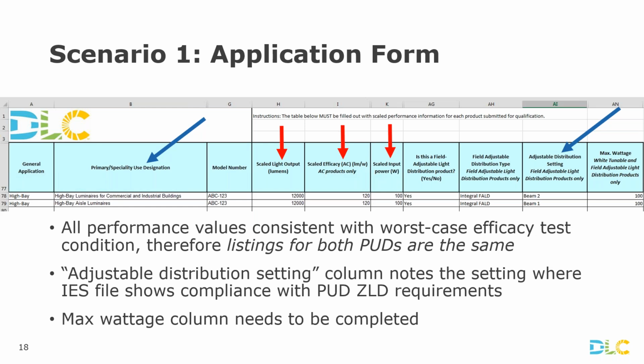And the last thing to note here is there is a column AN off to the right on the application form where we are asking for max wattage. In this particular scenario, that's not different than the base wattage, but if that does happen to be different for your particular product, it'll need to be noted in that field.